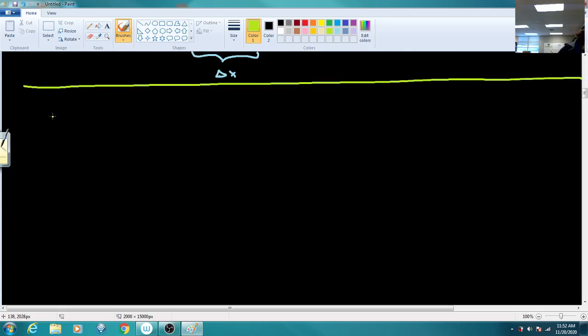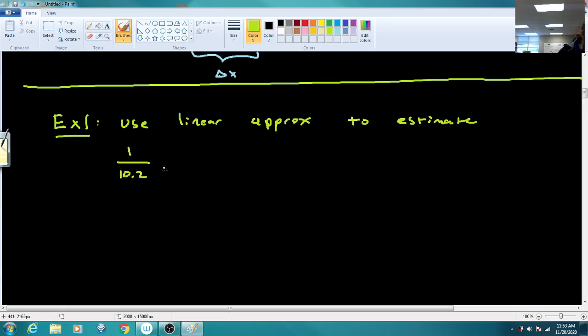So next couple examples, we'll kind of deal with this idea. All right, example 1, we want to use linear approximation to estimate 1 over 10.2 minus 1 over 10. And then they say, how accurate is it?